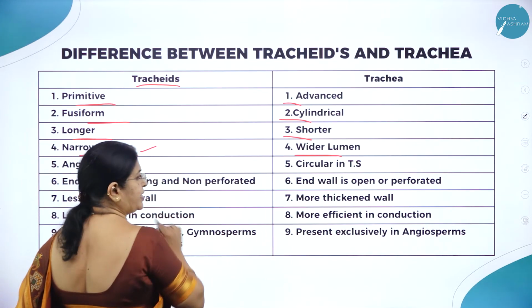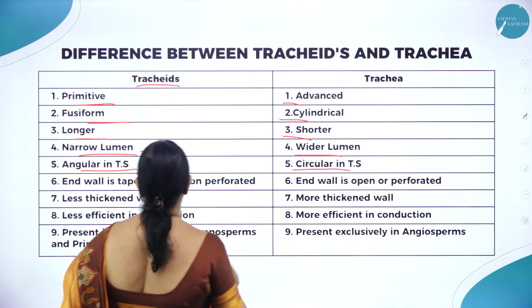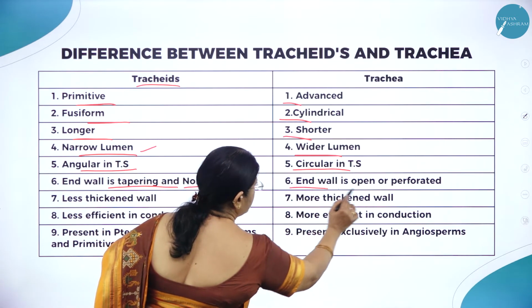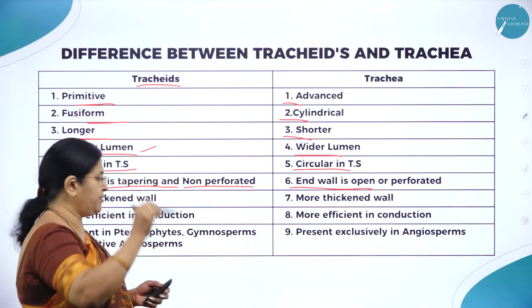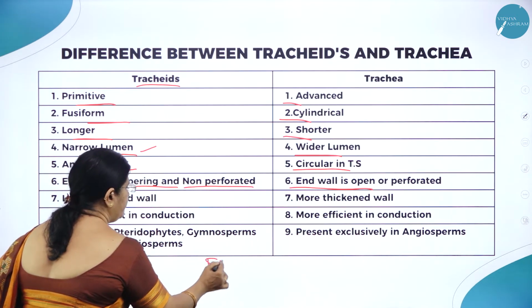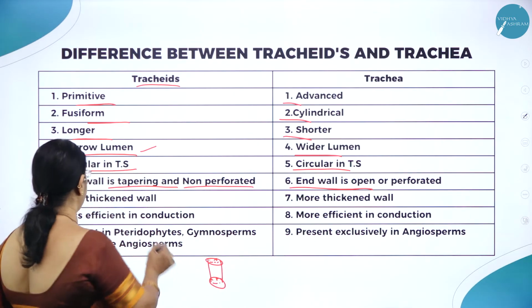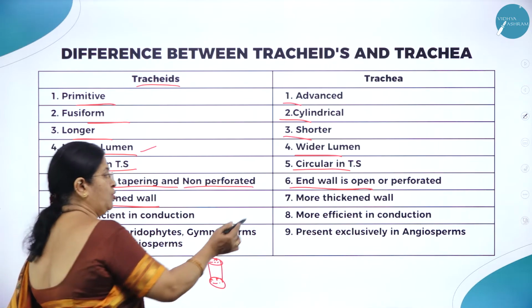So angular in transverse section, circular in transverse section. End wall is tapering and non-perforated. Here end wall is open and perforated. Perforated means it is having pits like this, small pores. It is perforated. Then less thickened wall, more thickened wall.